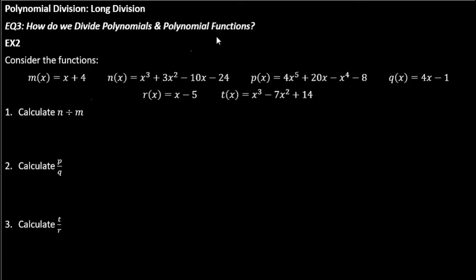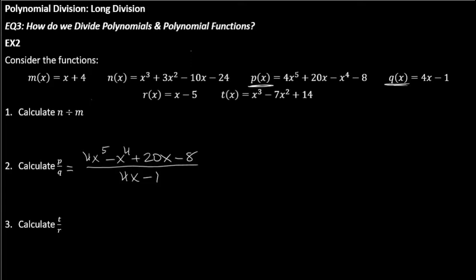So example 2 is asking us to calculate P over Q, right? So here's P, here's Q. So that's 4x to the 5th. And I'm going to go ahead and rewrite P of x in standard form, because as of right now, it is not in standard form. Okay, so 4x to the 5th minus x to the 4th plus 20x minus 8, all being divided by 4x minus 1. Okay, so let me go ahead and rewrite this guy so we can use long division on it.